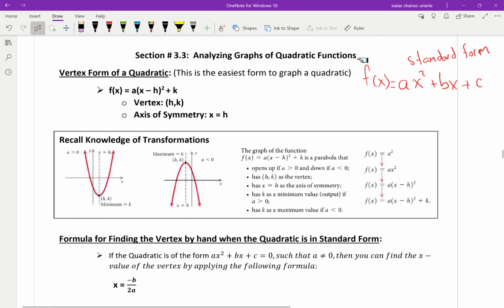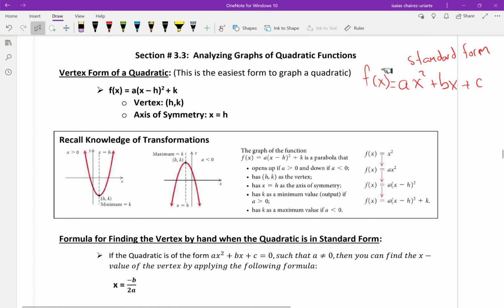All right, this is section 3.3. We're going to be talking about graphing quadratic functions. In the previous section, we talked about solving quadratic equations. It's useful to know how to solve quadratic equations so that we can find the x-intercepts of the graphs of quadratic functions. Okay, so usually you will find a quadratic function in the form ax squared plus bx plus c.